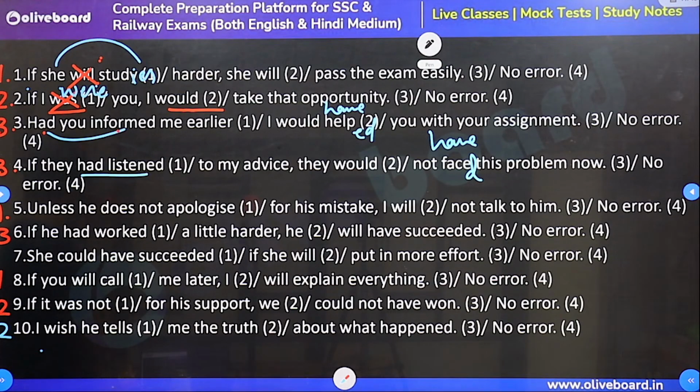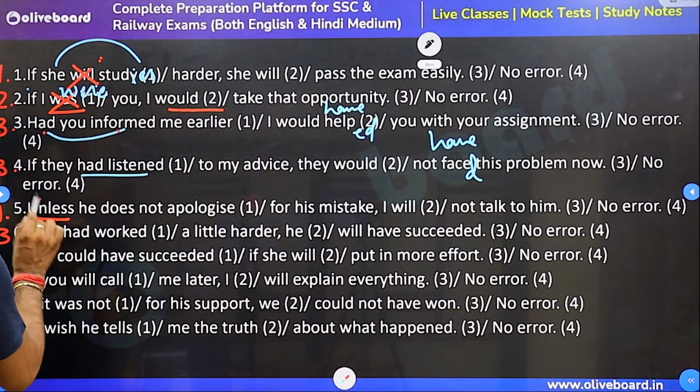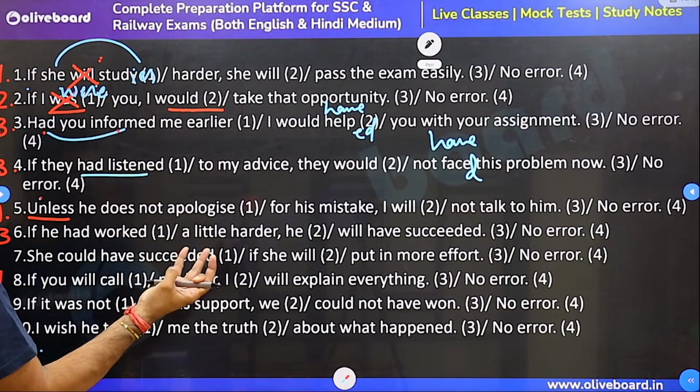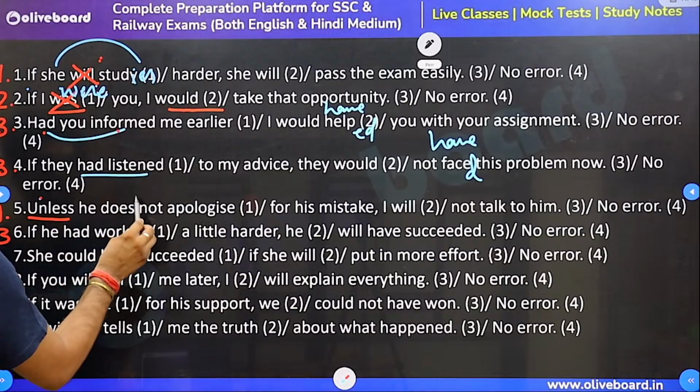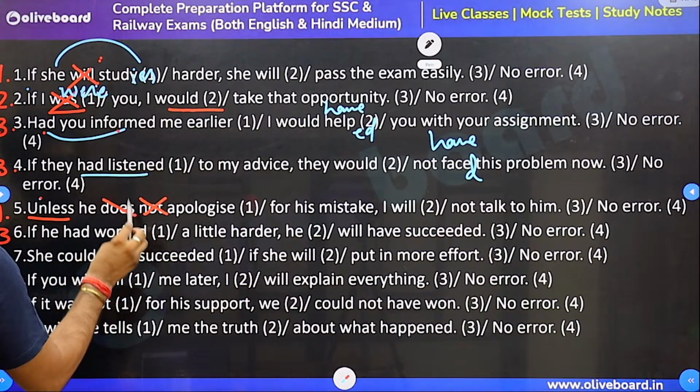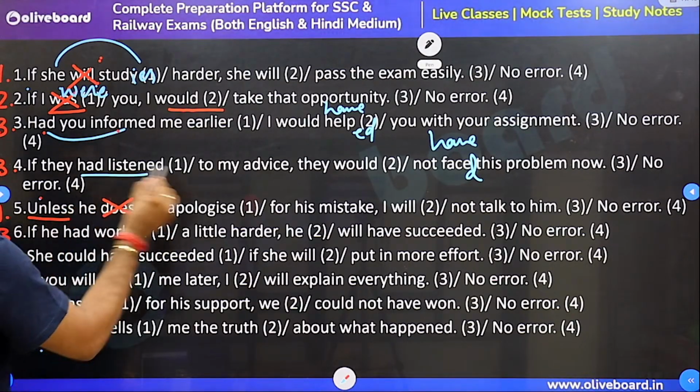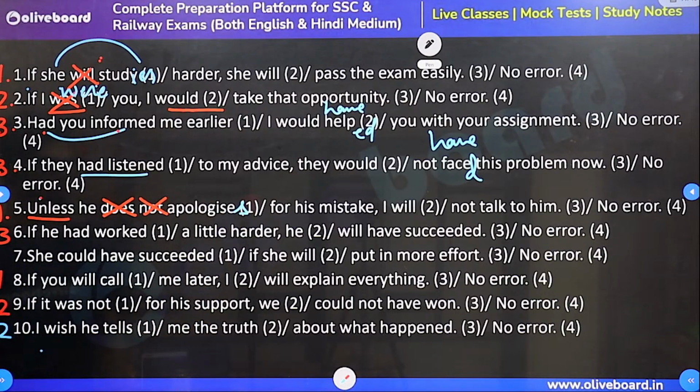Fifth one, I think all of you know that unless is a negative word. Remember, until, unless, they are negative words, and negative words cannot take a not again. Unless he apologizes, or if he doesn't apologize.